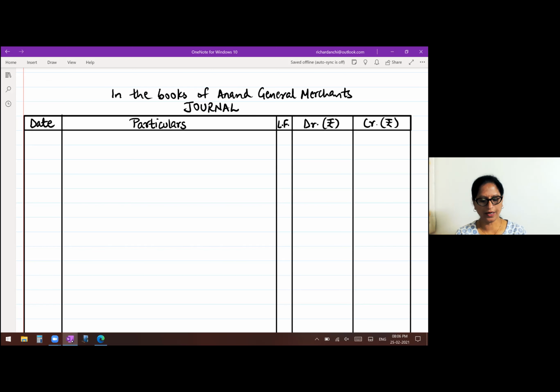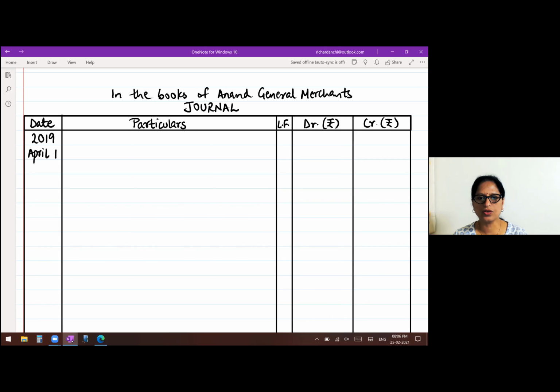Now in the date column, you will first write the year. So we are writing 2019. Below that, you will write the month, that is April. And then you have to write only the dates. Now this is first. So April 1. Now look at the transaction on April 1st. Mr. Anand started business with cash rupees 60,000.